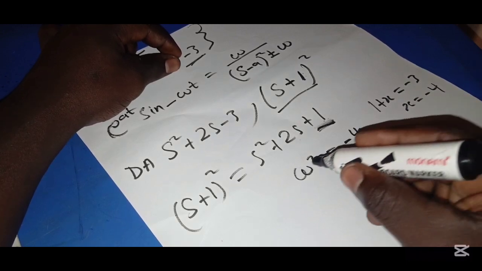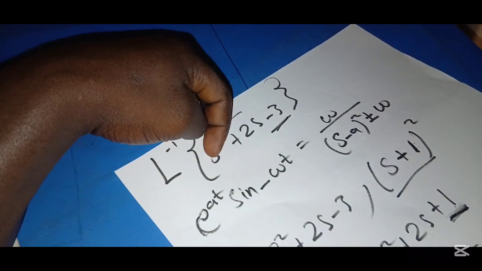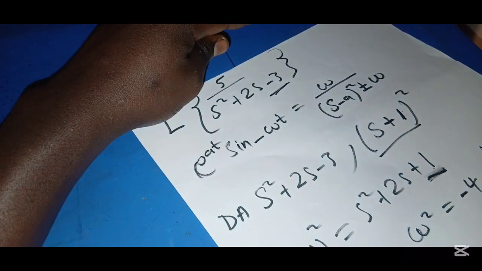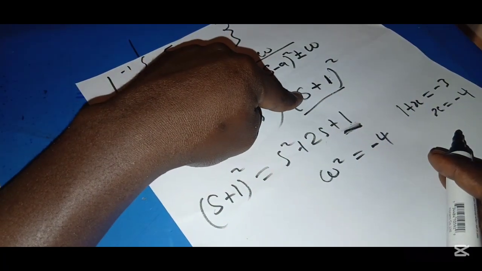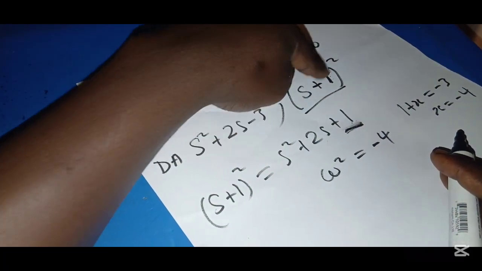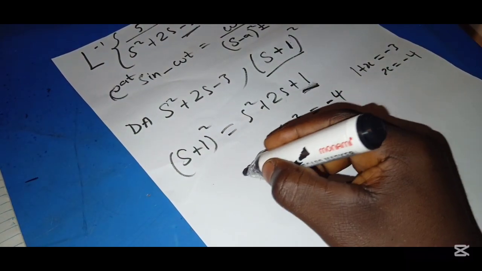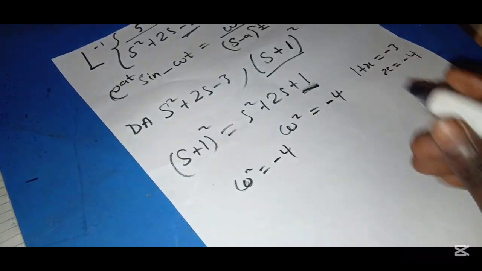So it means the value for omega squared is minus 4. Because looking at this problem, they simplified everything up to the last part, right? And this simplification all involves the term s plus 1, right? So that's it. So now we know our omega value. Our omega squared value is minus 4, right?